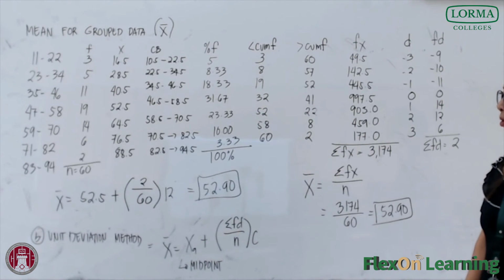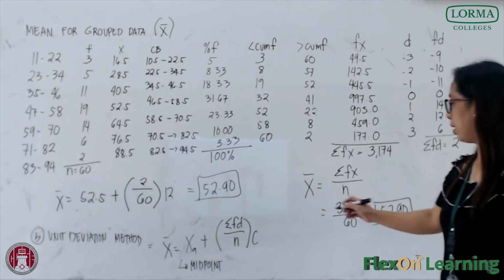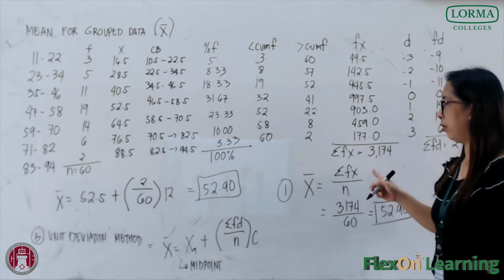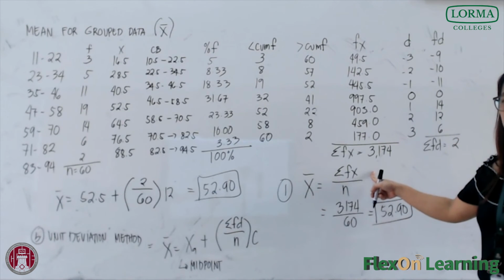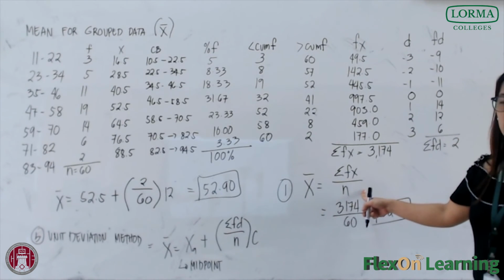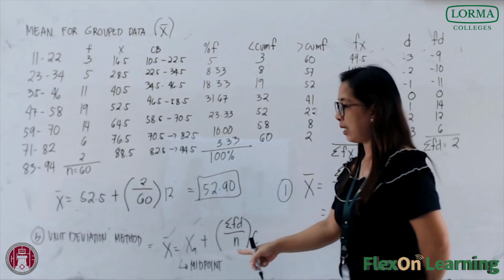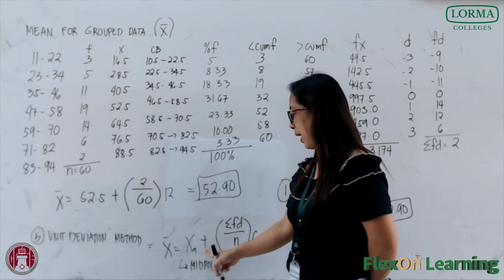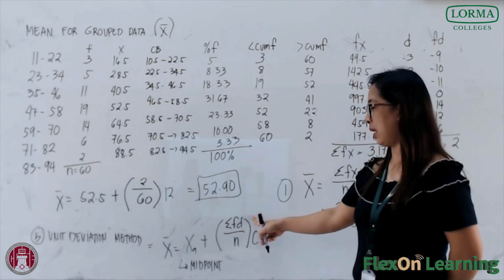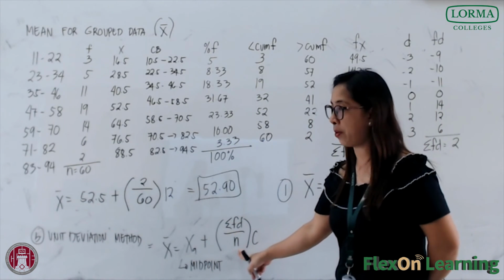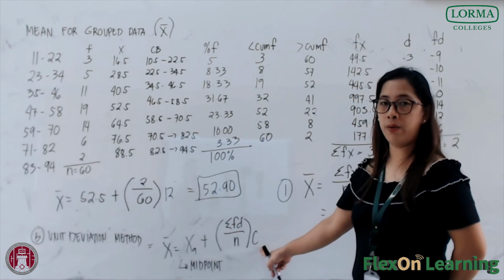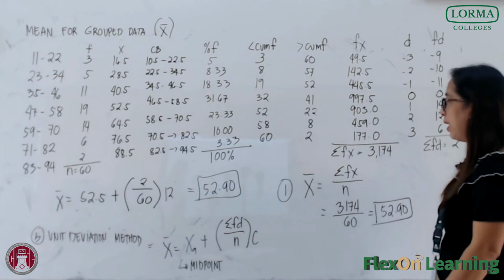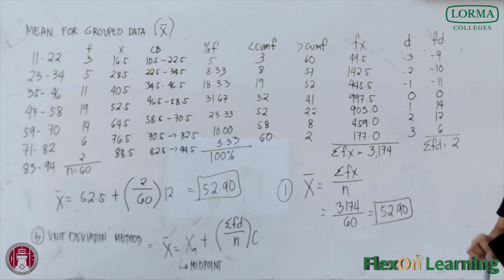That is using the unit deviation for the mean for group data. So this one is the midpoint method: the mean is equal to the summation of frequency times the midpoint divided by our sample size. And for the unit deviation, the midpoint of the highest frequency plus the summation of frequency times the unit deviation divided by the sample size, multiplied by our class interval. That would be our mean for group data.